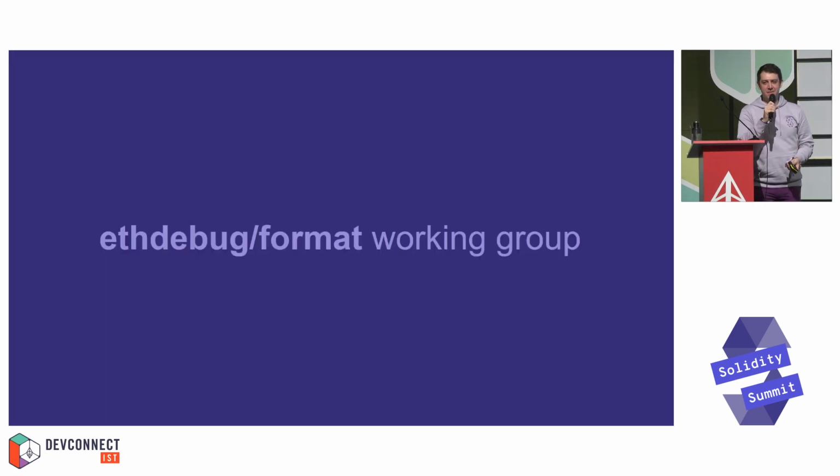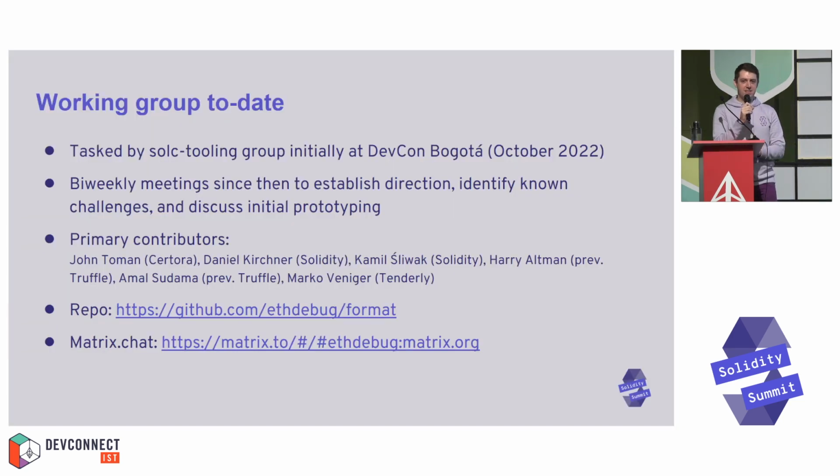So we have this working group now, the ethdebug format working group. We were tasked back at DevCon in Bogota. The Solidity tooling group met, and we decided that we do in fact need to solve this problem, probably by January of 2023. And we started having these bi-weekly meetings, and everyone has day jobs, and so we've made some progress, but not sufficient progress. We have a pretty solid starting list of known challenges. We kind of know the direction we're taking with this, and I feel ready to write a bunch of JSON schemas, so that's pretty cool.